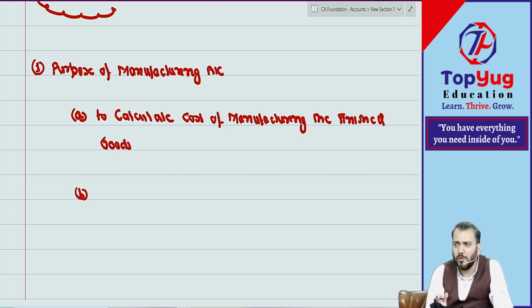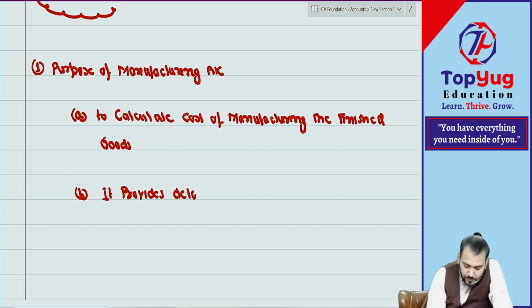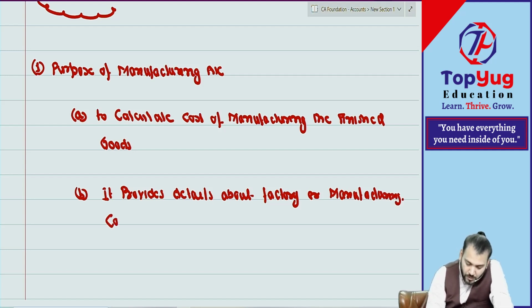Point number B. Can you say this will provide details about manufacturing cost also? Details about factory and manufacturing cost. It provides details about factory or manufacturing cost. Understood?